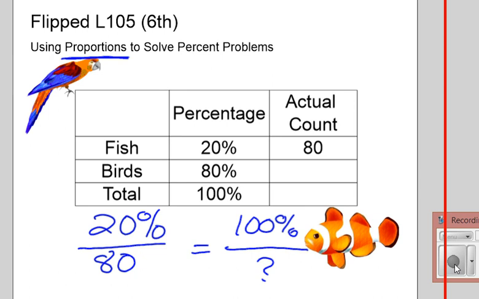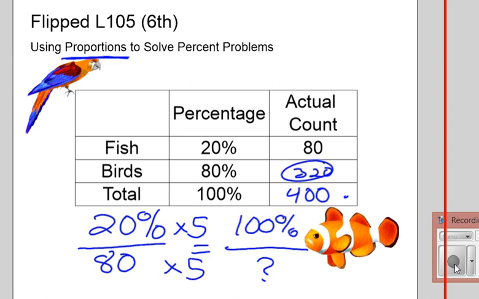Then, of course, all we need to do now is solve to get our answer, right? And because our ideas are staying the same, we can say, okay, what is 20 times what equals 100? And that's going to be 5. And so we can look at it this way also, and we're going to get an answer of 400. Now, to figure out our last box, we can do one of two different things. We can either cross multiply and figure out what 80% is, or we can just do some subtraction here and take the 400 minus the 80, and we should get an answer of 320.